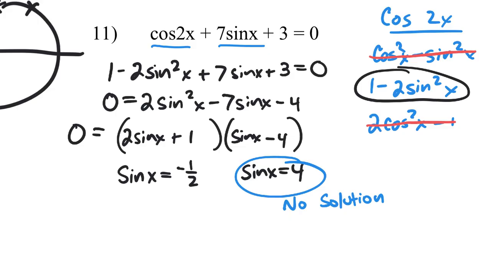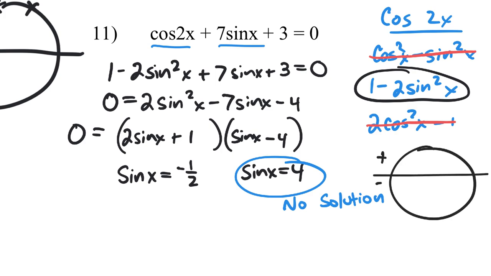Our final answers here are going to be the locations where sine of x equals negative 1/2. When I think of sine, I know it's positive on the top, negative on the bottom, and 1/2 is going to be relatively close to the x-axis. Those two angles will be 7 pi over 6 and 11 pi over 6.